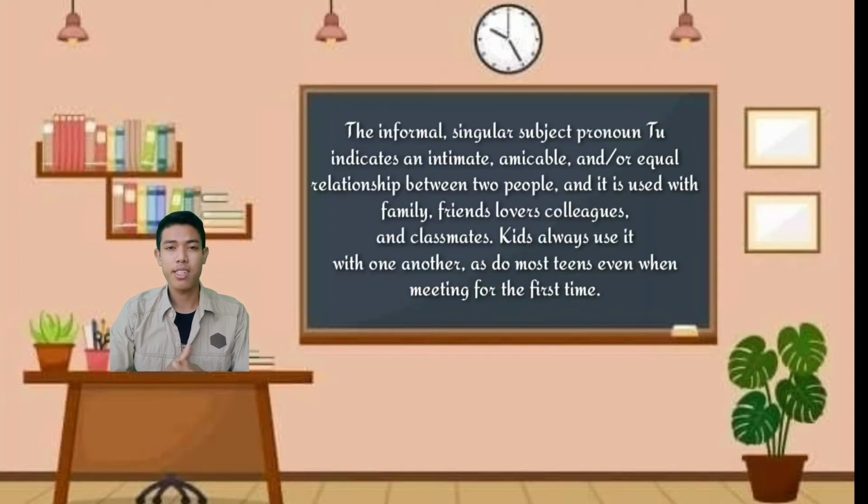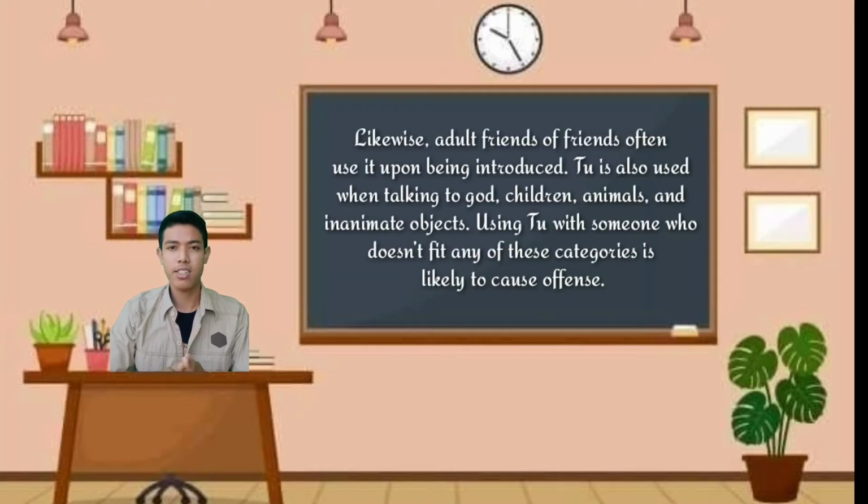Alright, the informal singular subject pronoun tu indicates an intimate, amicable, and or equal relationship between 2 people, and it is used with family, friends, lover, colleague, and classmates. Kids always use it with one another, as do most teens, even when meeting for the first time. Likewise, adult friends of friends often use it upon being introduced. Tu is also used when talking to God, children, animals, and inanimate objects. Using tu with someone who doesn't fit any of these categories is likely to cause offense.